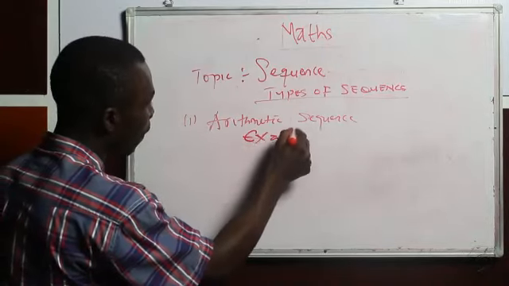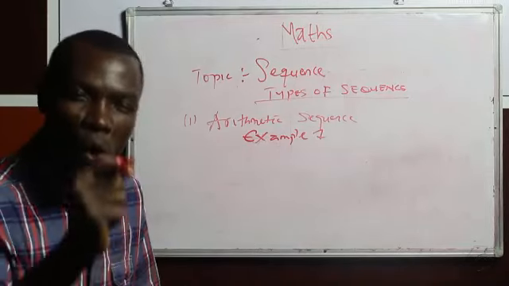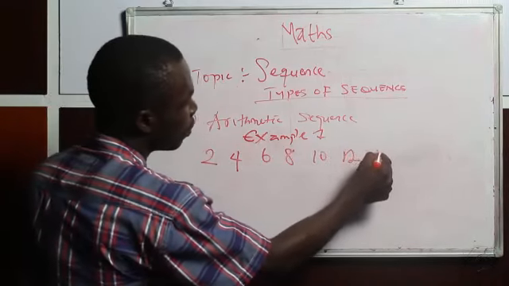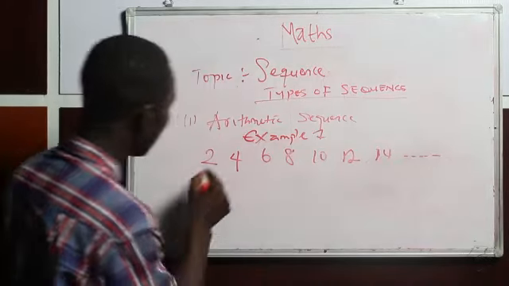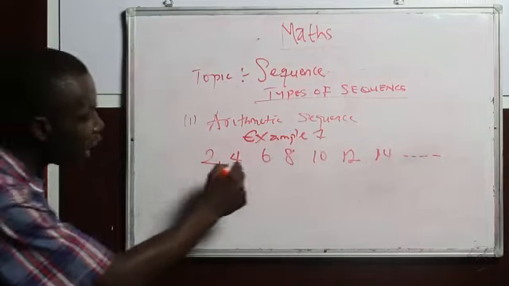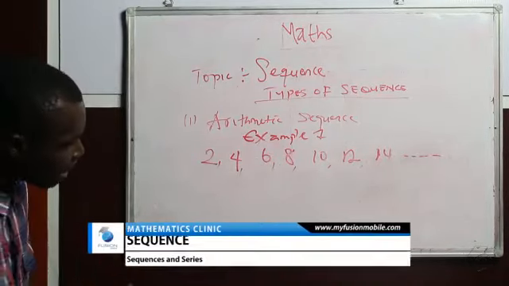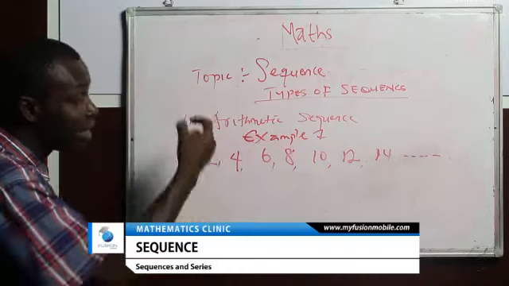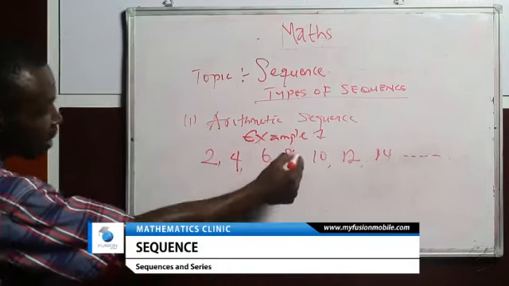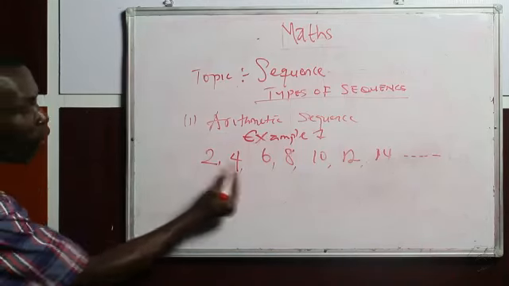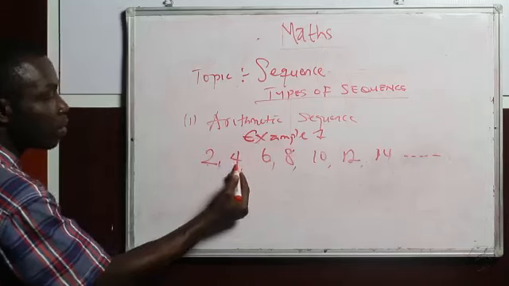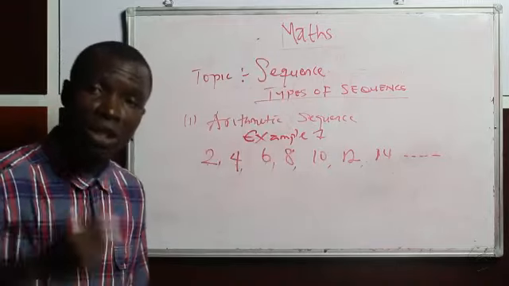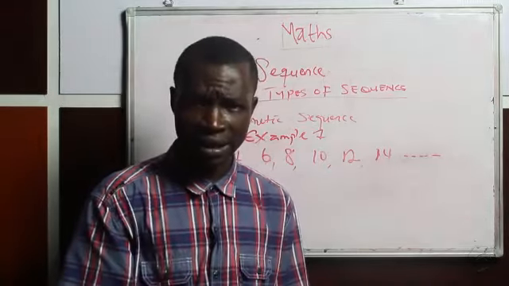Example one: we have a succession of numbers 2, 4, 6, 8, 10, 12, 14, etc. In this kind of numbers, we have a constant term, because it is defined as a succession of numbers that differ by a constant term. Now, what is this constant term? 4 minus 2 is 2, 6 minus 4 is 2, 8 minus 6 is 2. So the constant term is 2, which satisfies an arithmetic sequence.